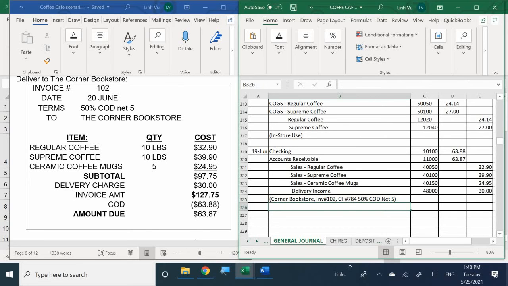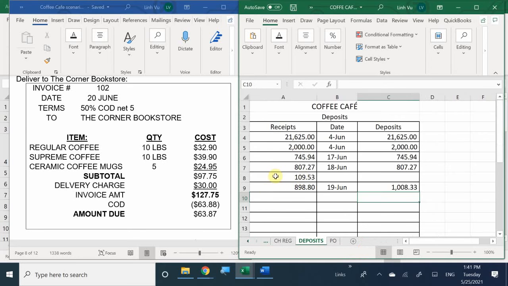Excellent. Then I went over to deposits. Yes, because here we received money, but we're not going to deposit right away. We're just going to indicate that we received money: 63.88. And that's all I put there. Then I went to the general ledger.